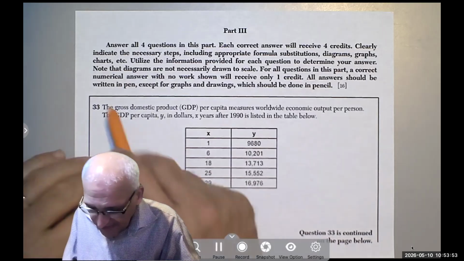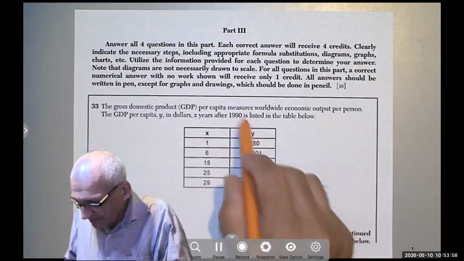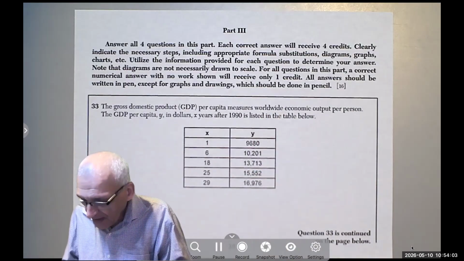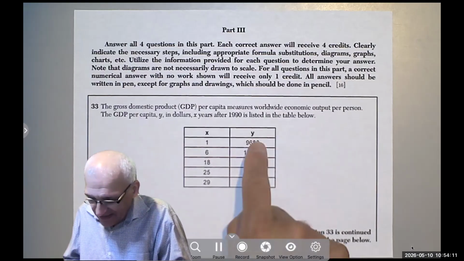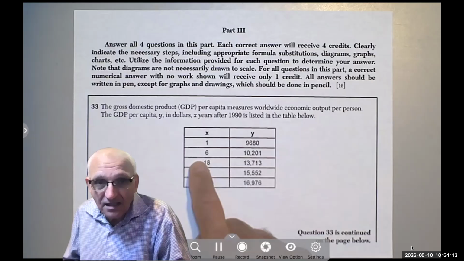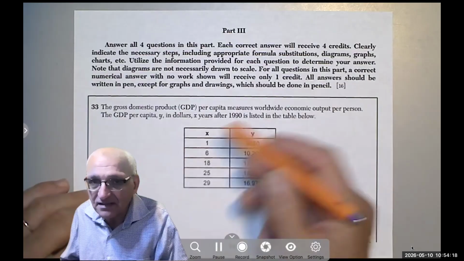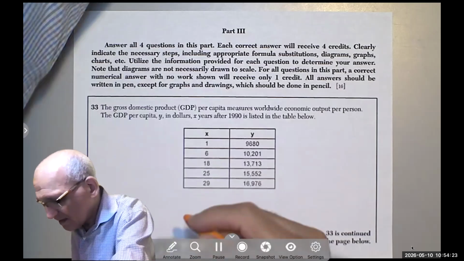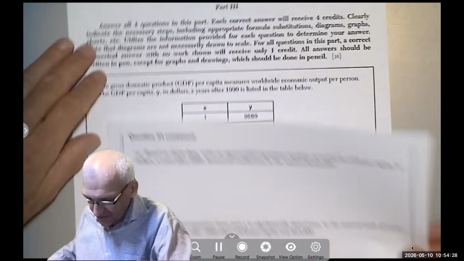So the first problem said that the gross domestic product, or the GDP per capita, measures worldwide economic output per person. So the GDP per capita Y in dollars X years after 1990 is listed in the table below. I printed in large print, so we have several pages for the problem.